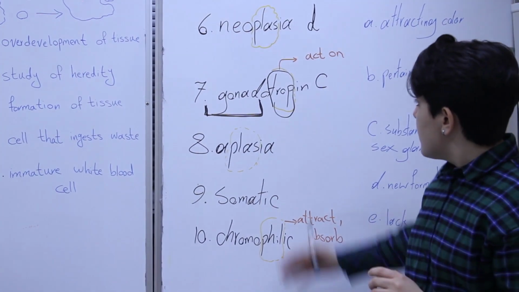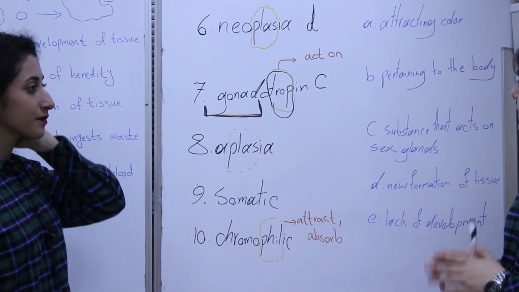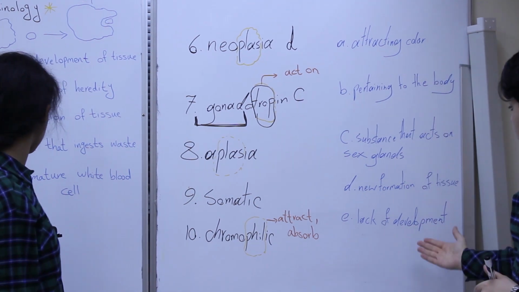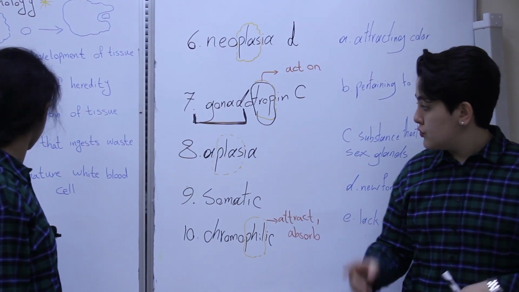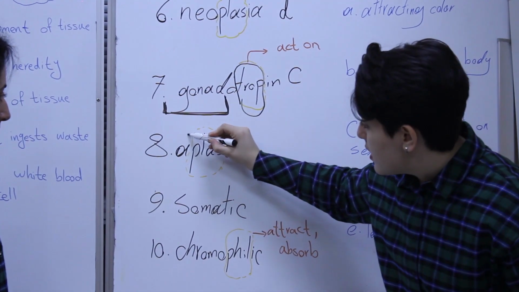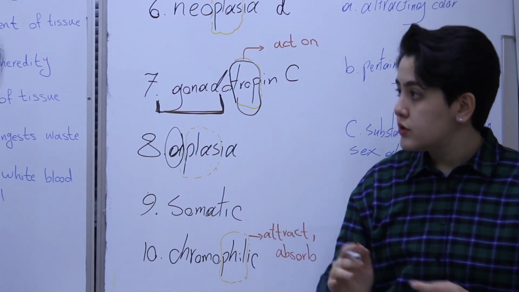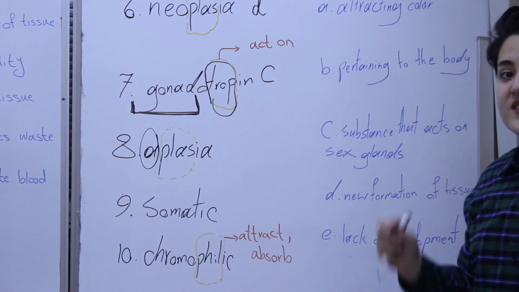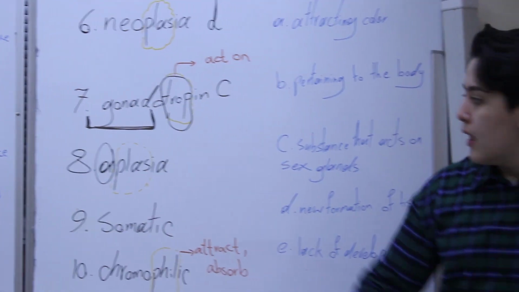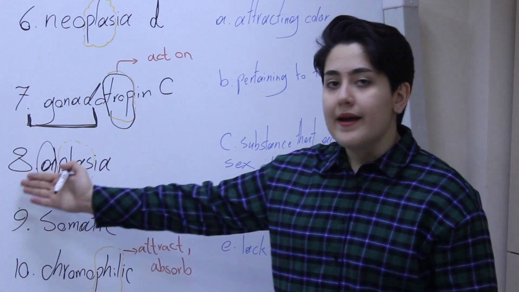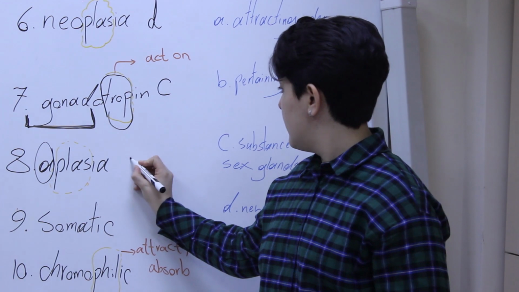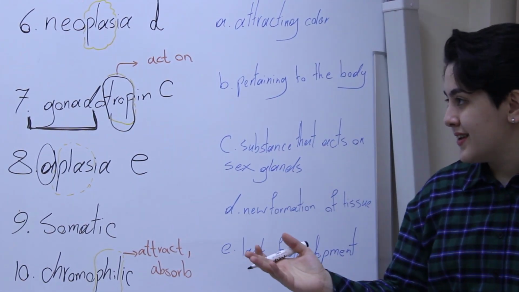You should know this. The next one, we have aplasia. We should find the answer. As my friend told you, a means decrease or lack of something. So here, aplasia, we should look for something which is lack of something. Lack of what? Lack of development. Plasia means development. So the answer for this one must be here, E. Aplasia means lack of development.